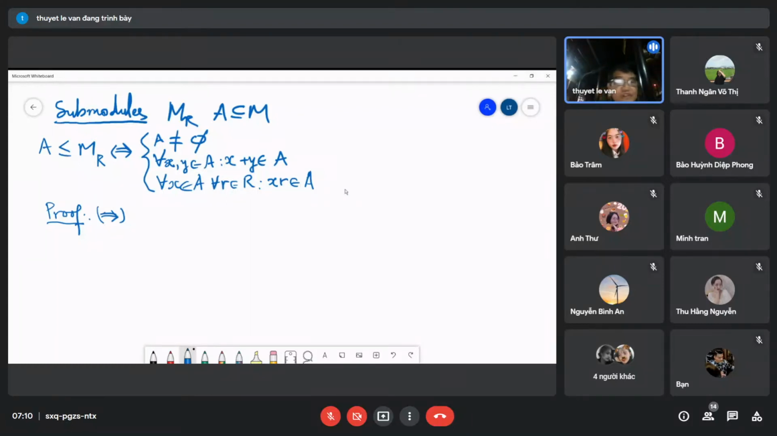A is not equal to the empty set, of course, because zero is in A, so A is not the empty set. And in the definition of the submodule, we should have the condition here and also the condition here. So that is easy.